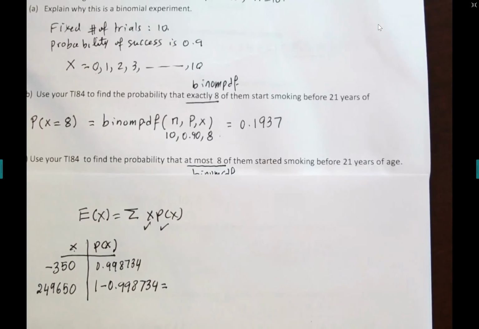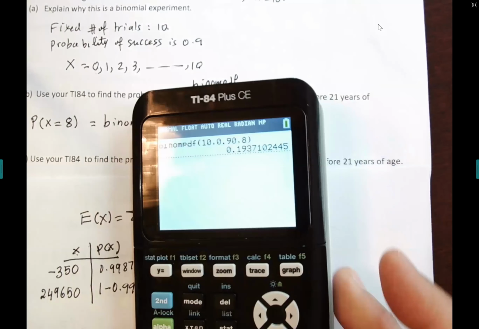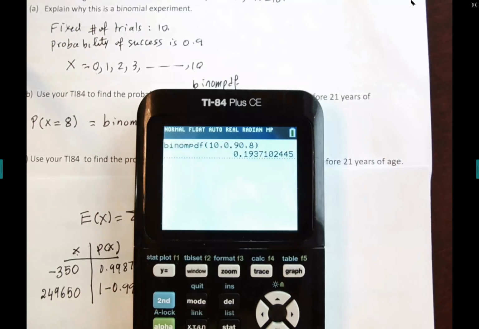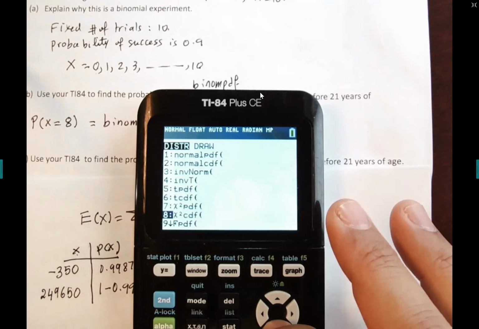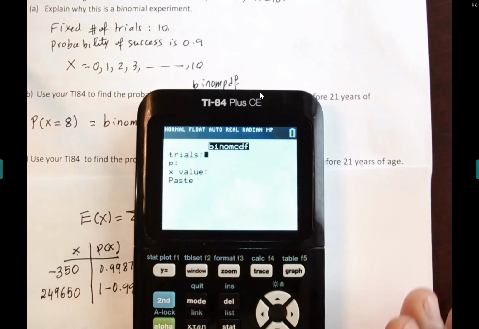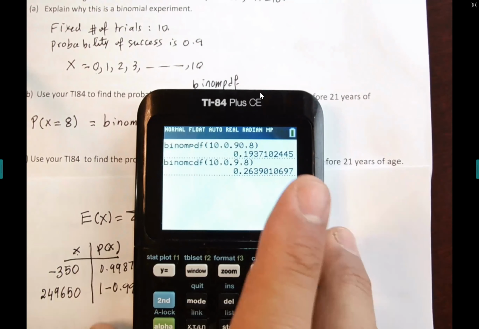And how do you do this on this calculator? Yesterday I demonstrated the other calculator, but we'll do this now. Watch. It will be second, distribute, and you need CDF for at most. Don't forget that. Understand the difference between the two. 10, 0.9, it's the success, and the X value, guys, is 8. Paste, and then enter. It's 0.2639.